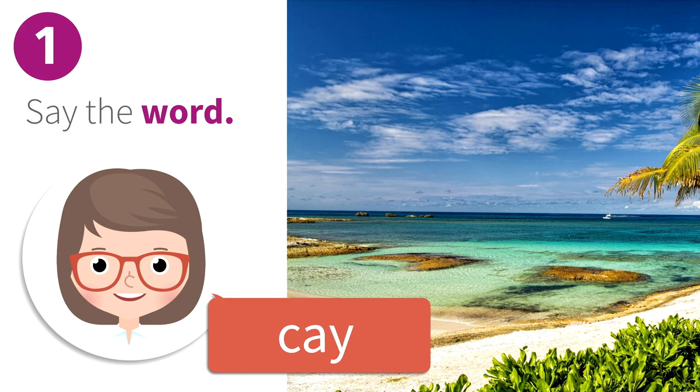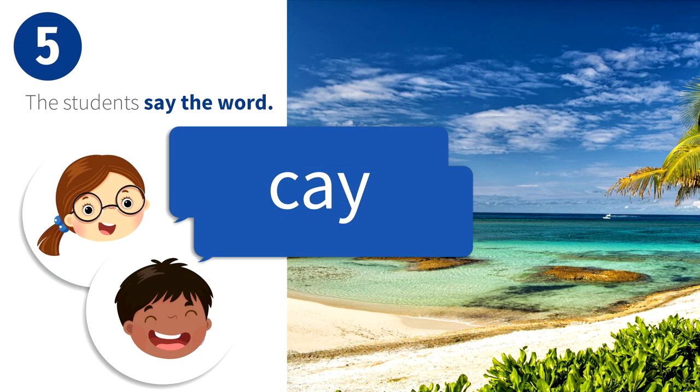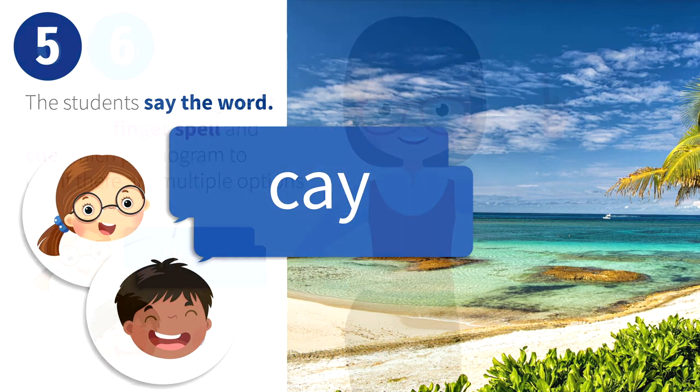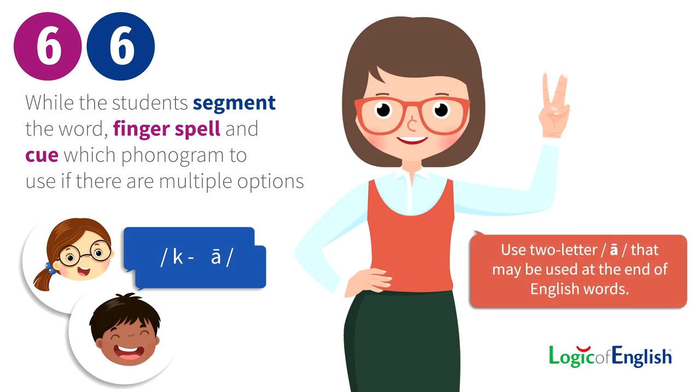Teachers will say the word. Then the teachers will read the sentence and repeat the word. We took the kayaks out to the cay. Then the students will say the word. Cay. And then while the students segment the word, you, the teacher, will finger spell and cue. So I will sound it out. You will just finger spell and cue. K. A. Use two letter A that may be used at the end of English words.